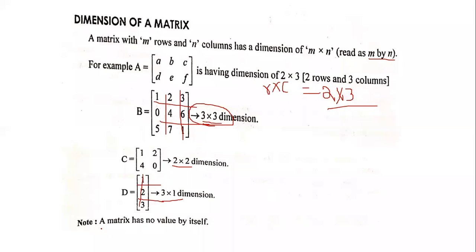A matrix has no value by itself. So if you just group numbers and put them into a bracket, it will not have any value. Once you are able to solve them and arrive at some value, that is when the matrix will get a value. So a matrix will not have a value by itself. Okay, understood the dimension of a matrix? Everybody understood?